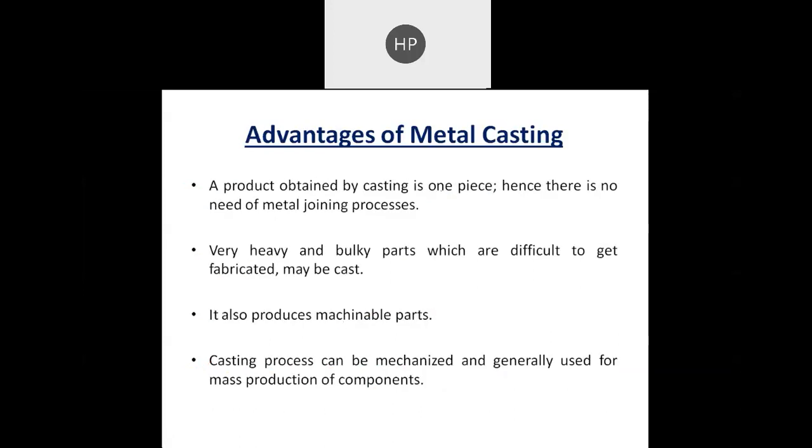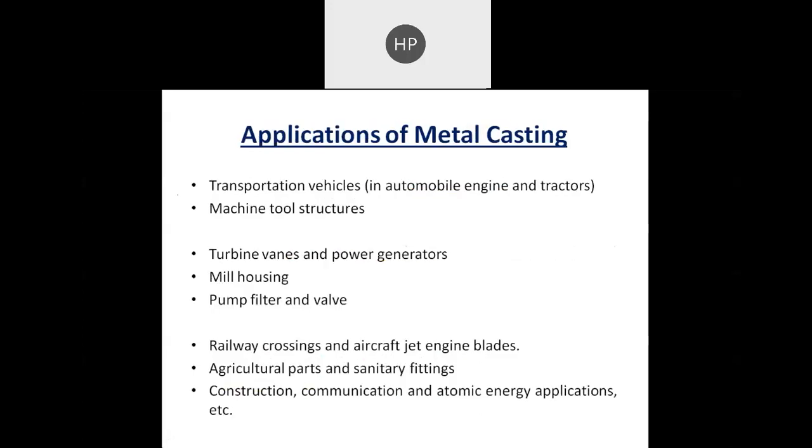Then it is a single piece object. Okay, so no need to join it, so the chance of defect is less. Okay, very heavy and very bulky parts can be produced. We can also produce machinable parts, and it can be easily mechanized so that we can use it for mass production. So these are the certain advantages of metal casting process, and these are the applications where we can use metal casting process, like in transportation vehicles.